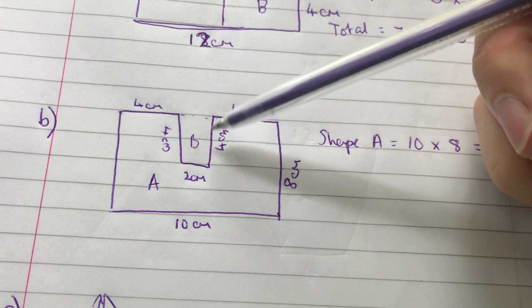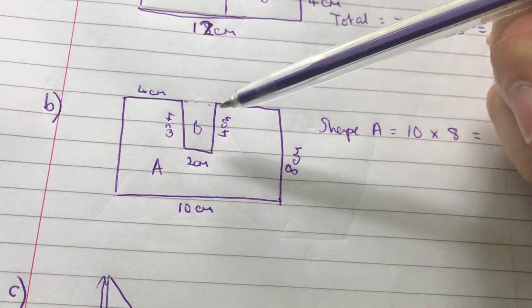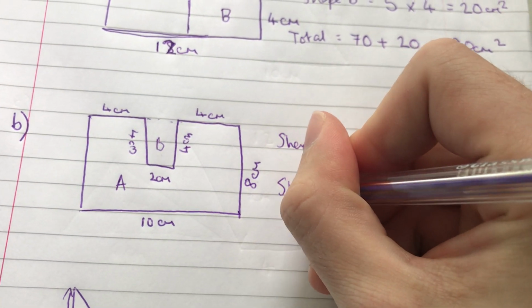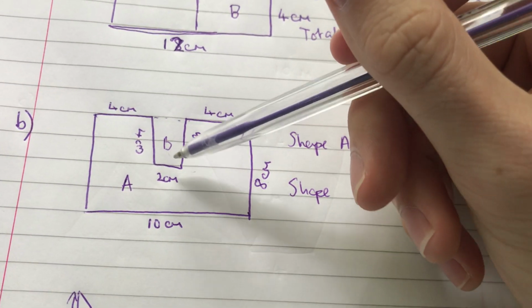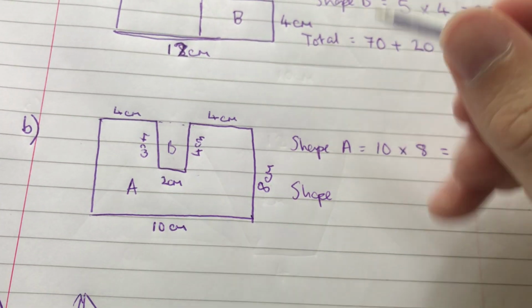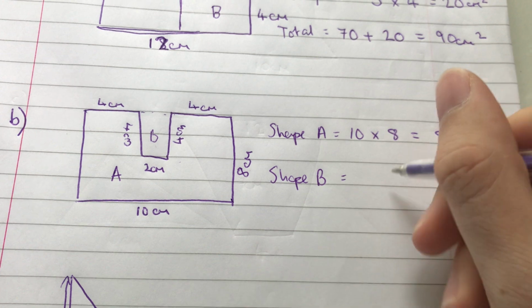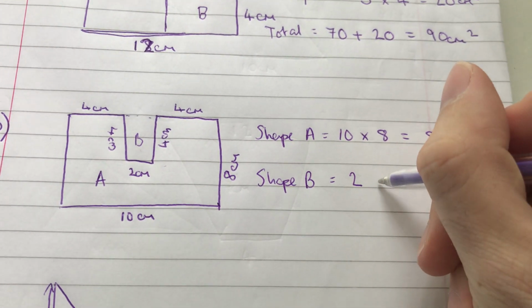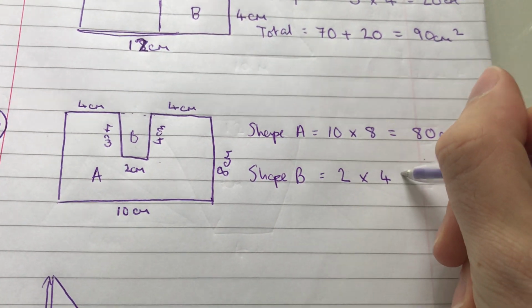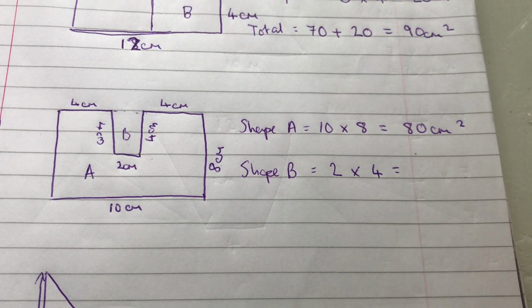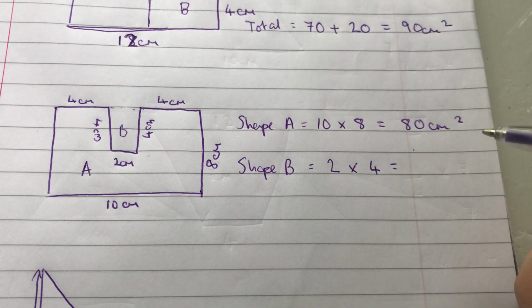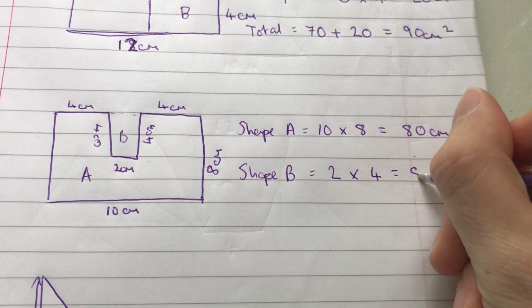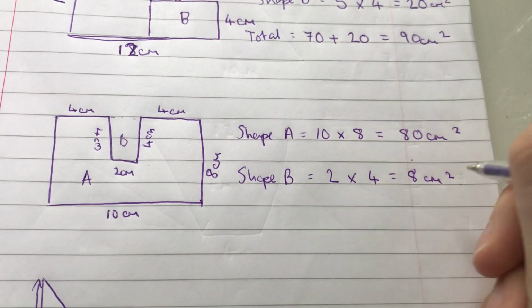So let's now find the area of this little cross section which we've removed. So, shape B. So our base is 2, and our height is 4. So 2 times 4 will be our area. So what is 2 times 4? Well, that is 8. 8 centimetres squared.